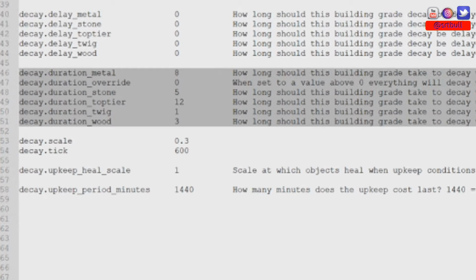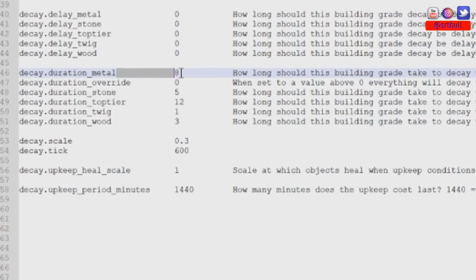And in the next section, this is showing you how long by default it's going to take for a base to decay after it's run out of the required resources to keep it alive. So by default, metal will decay after 8 hours, stone will decay after 5 hours, high qual will decay after 12 hours, twig will start decaying after 1 hour, and wood will start decaying after 3 hours. So you can increase these, decrease these, you can make them whatever you want.